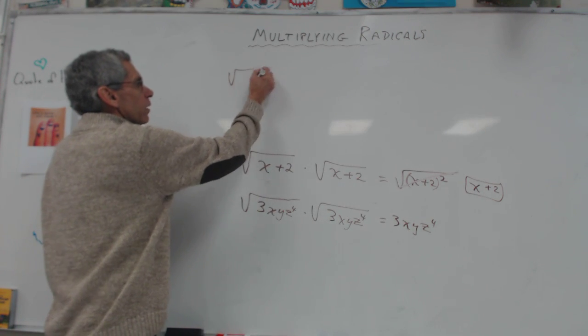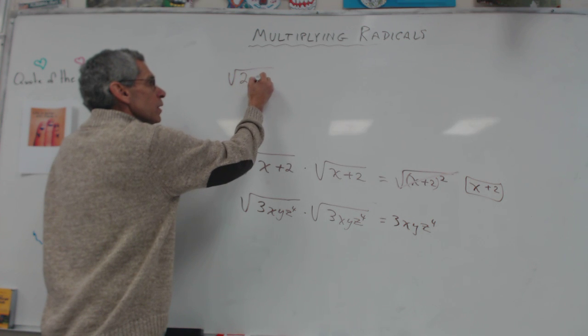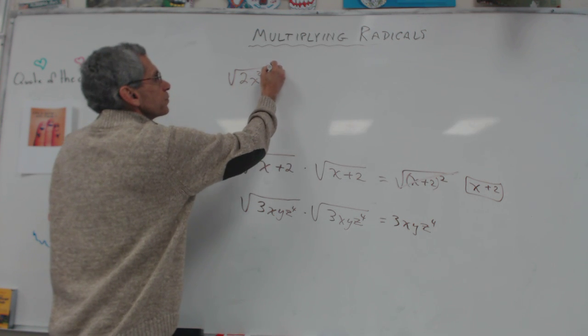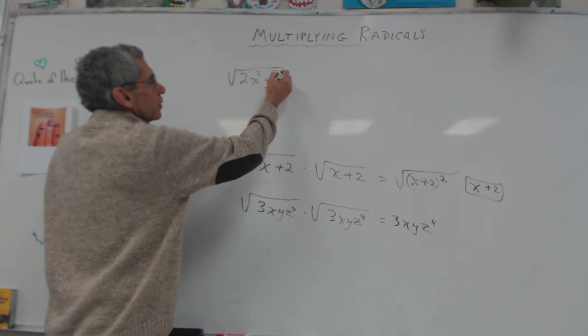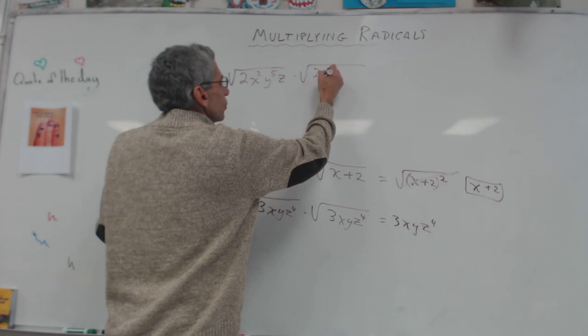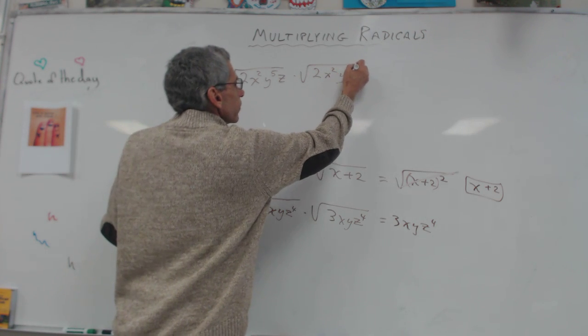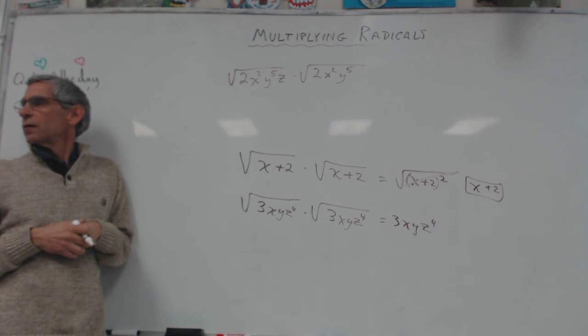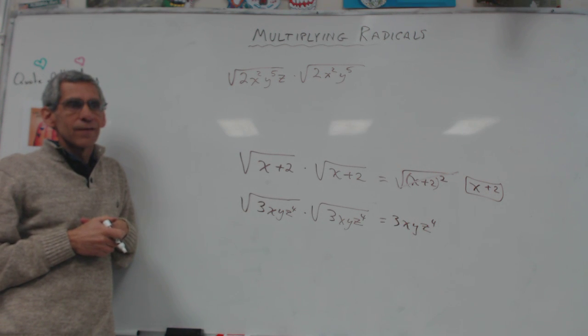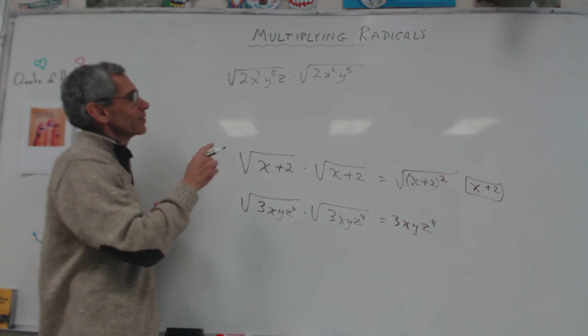How about this? Okay, I'm gonna throw a trick at you. What's the square root of 2x squared y to the 5th z times the square root of 2x squared y to the 5th? It's the same thing, just a radical sign, times the square root of z. Right.